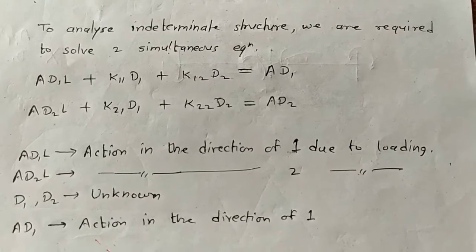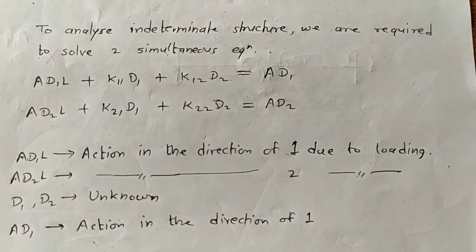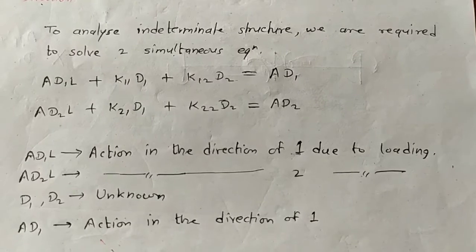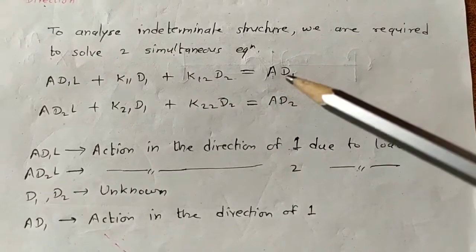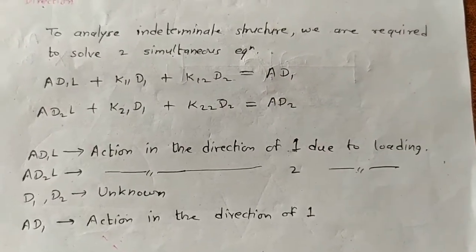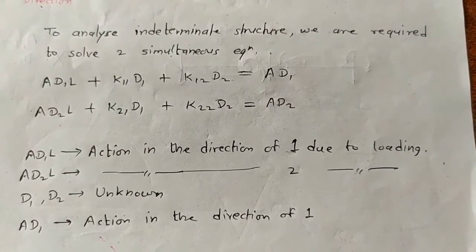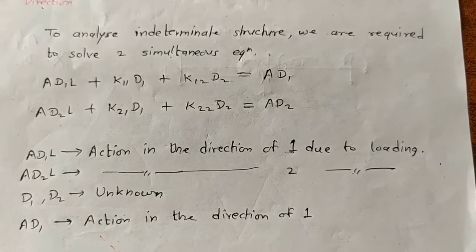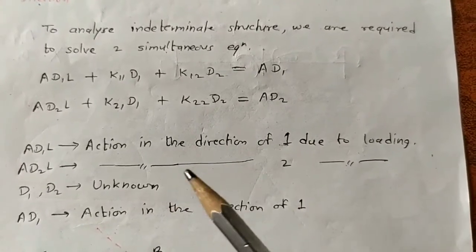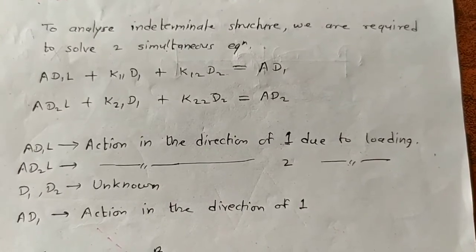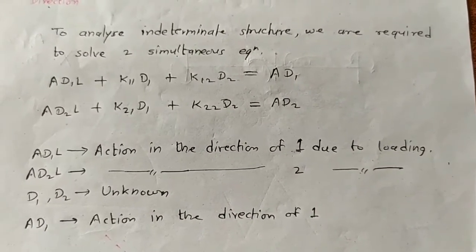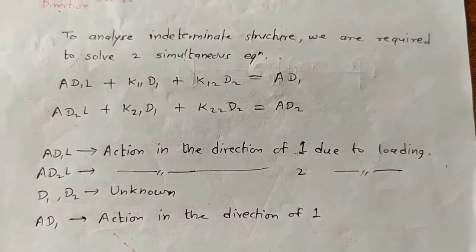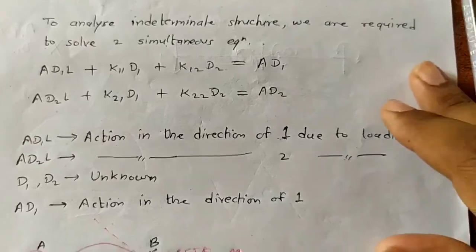Now, to analyze an indeterminate structure by the stiffness method, we are required to solve two simultaneous equations. So, I have given here two simultaneous equations: AD1L plus K11 d1 plus K12 d2 equals AD1. Below I have given the abbreviations. AD1L is nothing but the action in the direction of 1 due to loading. Likewise, other abbreviations are also given here.